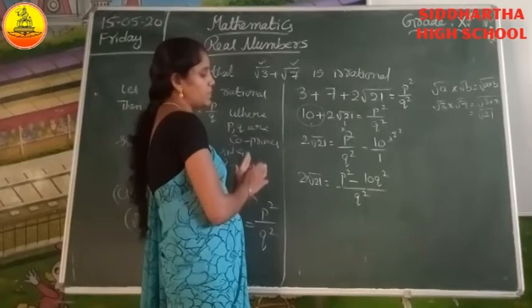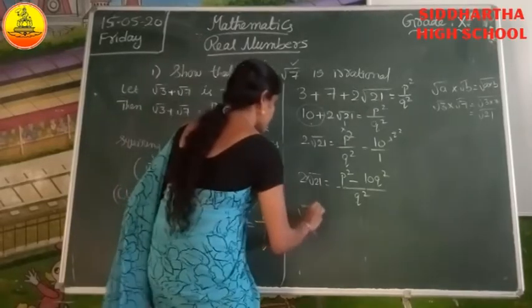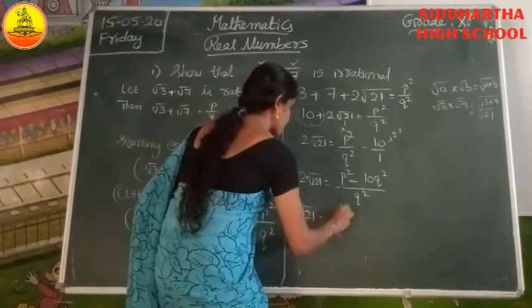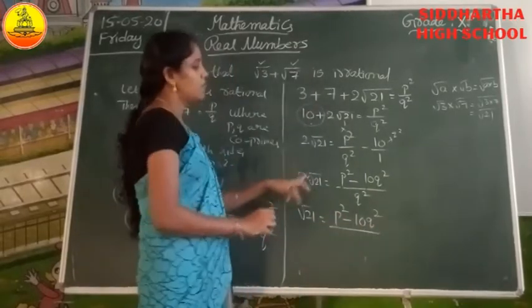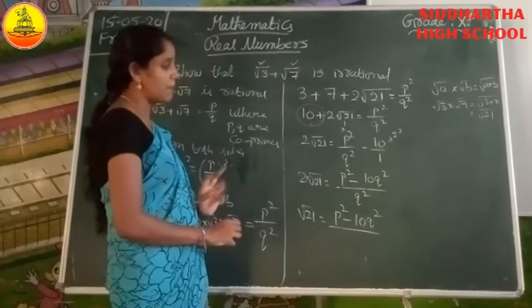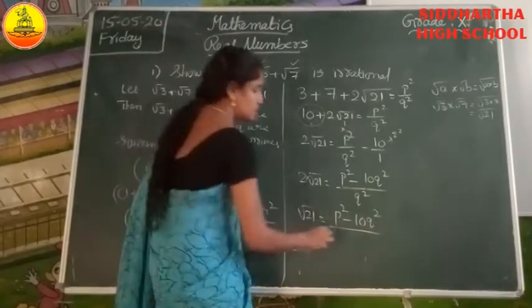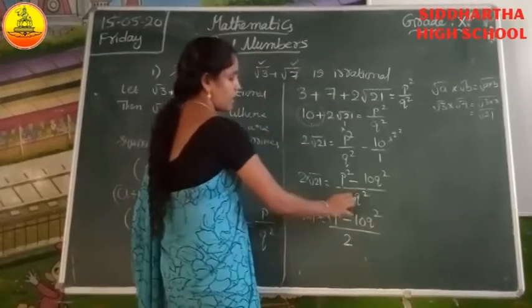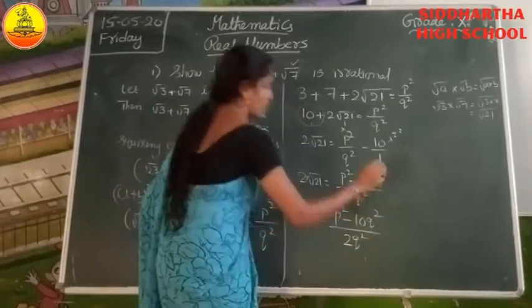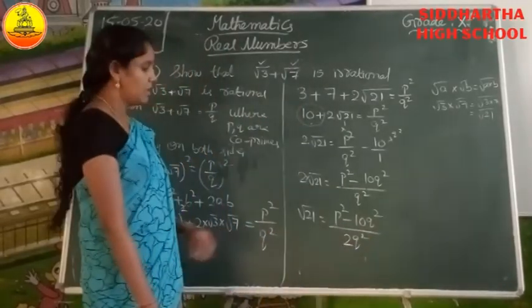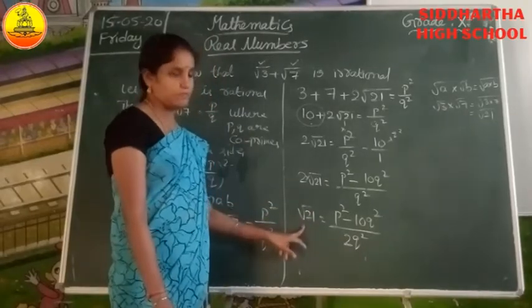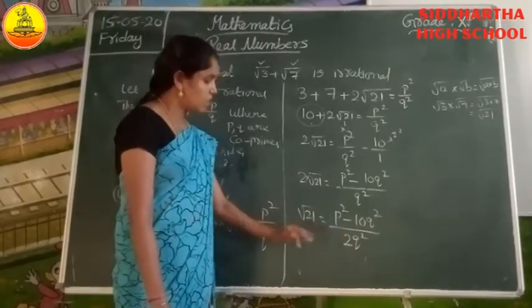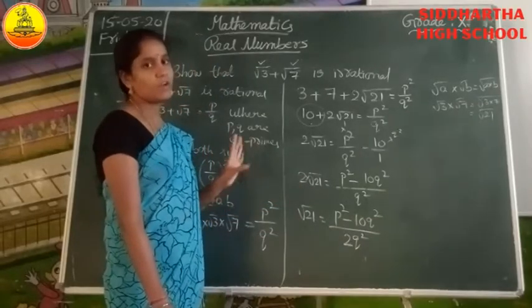When 2 is transposed to that side, it becomes (2p square minus 10q square) by 2. By 2 means down you have to write. Here q square is already there, so you write it as it is. Did you understand? Now here only one number is left under root. So our process is completed. Now what do we have to see?